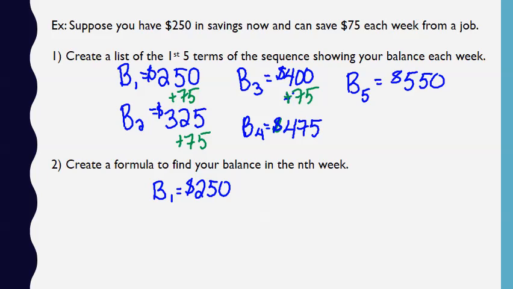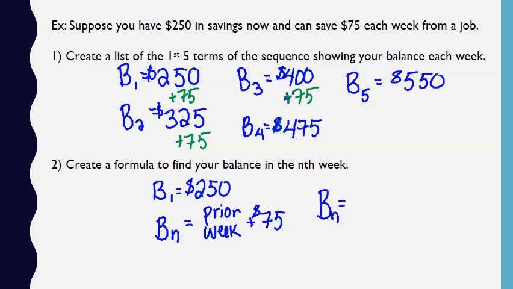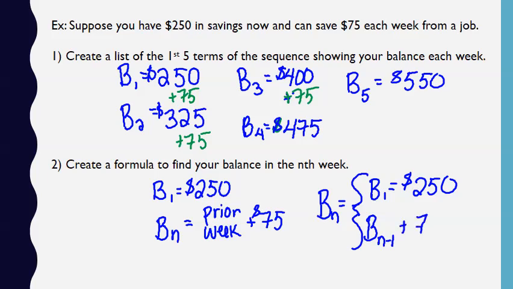So if we want to find the nth week, we want to take the prior week's balance and add $75 to it. So the way we would write this is, we would write this recursive formula. So we would say Bn, so our balance at the end of the nth week. Well, if we're starting, we're going to say B1 is equal to $250. But if it's not the first week, we take the previous week, so that would be B subscript n minus 1, because that would be the one right before n, and we're going to add 75.